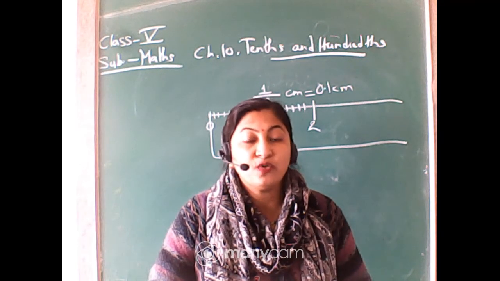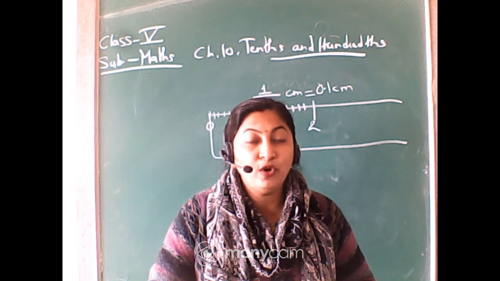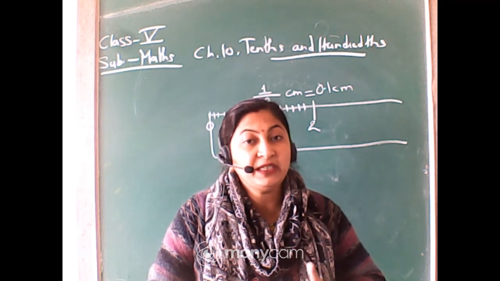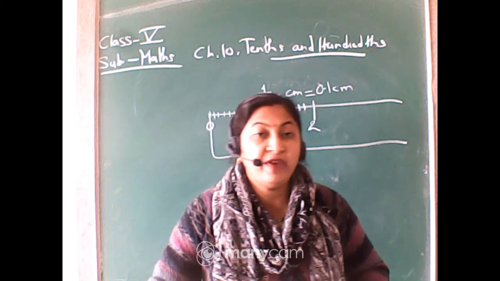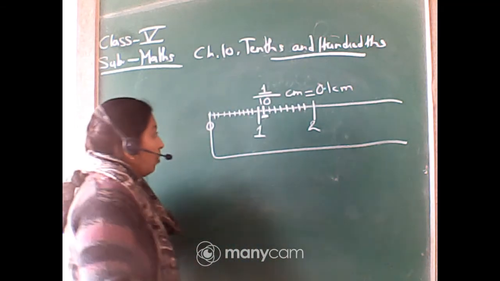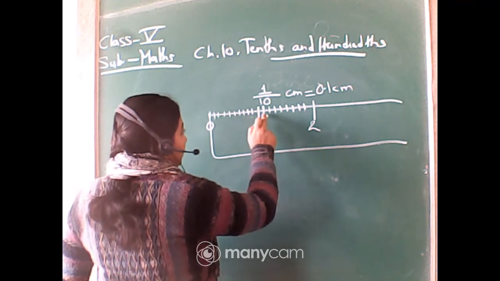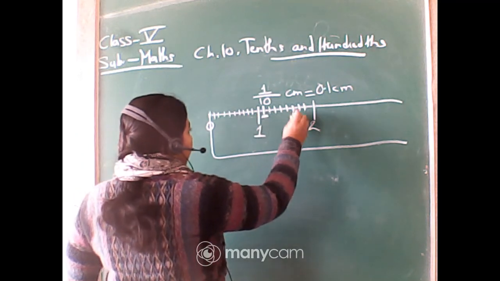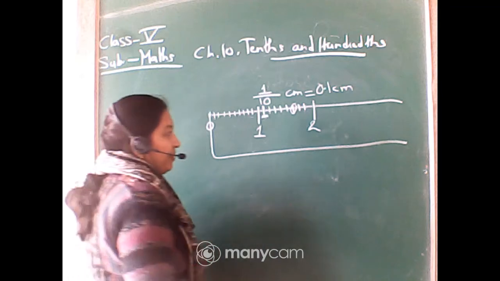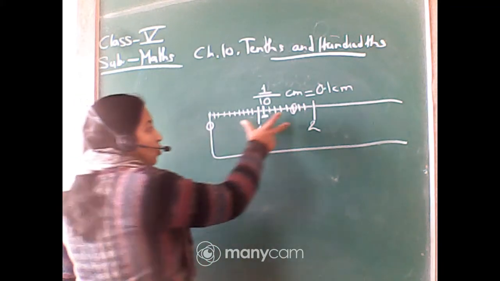Whenever you are drawing any line segment, what I have told you, you will start from 0. The measurement starts from 0. Then if it is given 1.7, what will you count from 0 to 1.7? That means 2, 3, 4, 5, 6, 7. Here this one is 1.7, isn't it? But we are measuring from 0 to 1.7.